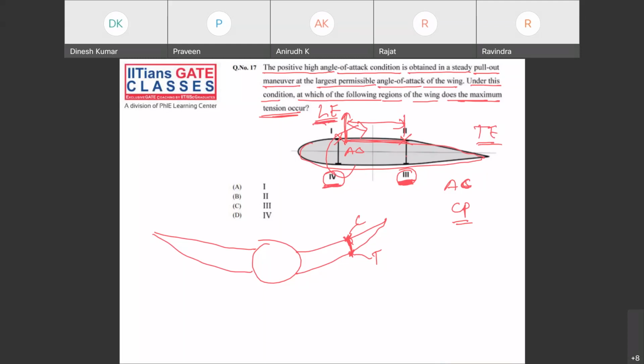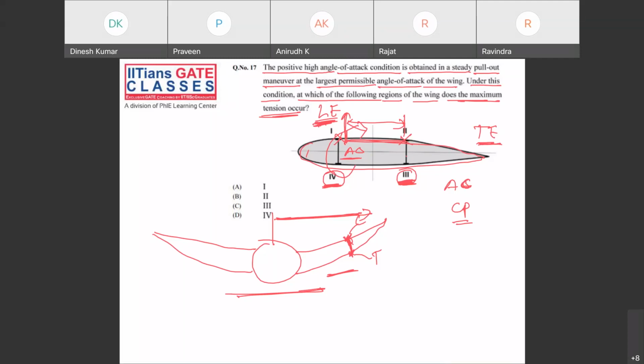Clear? So here we have to consider two things. From this view, whatever tension is happening at the fourth and third should be similar, considering the distances along the span of the wing. But when you go from leading edge to trailing edge, your lift will be acting through the aerodynamic center. So point 3 will have a bigger moment arm, so it will have more tension.